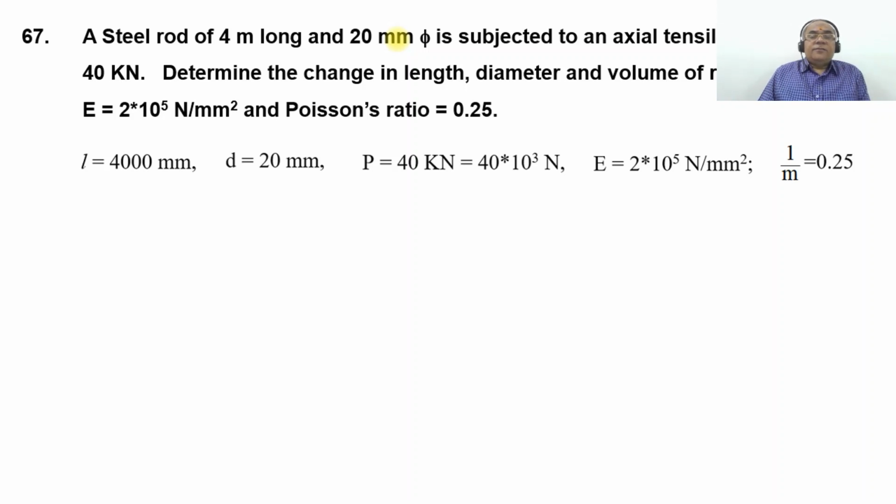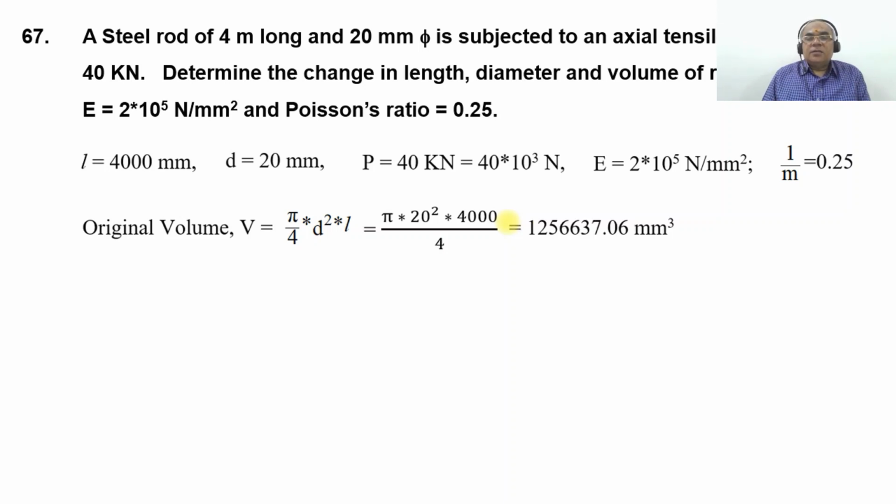Here, first we will find the original volume. What is the volume of a cylinder? It is pi d square by 4 into L. We know the diameter, which is 20, and also the length, so we are going to get the original volume. That is pi by 4 into 20 square into 4000, which on calculation gives 125,637.06 mm cube.